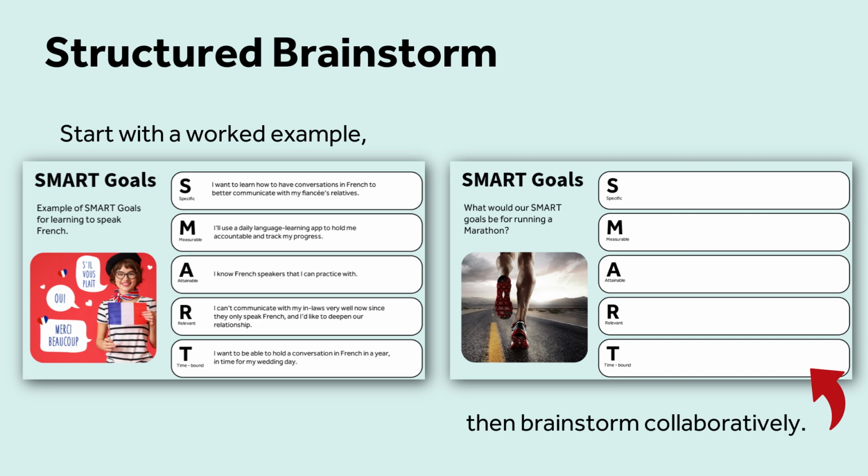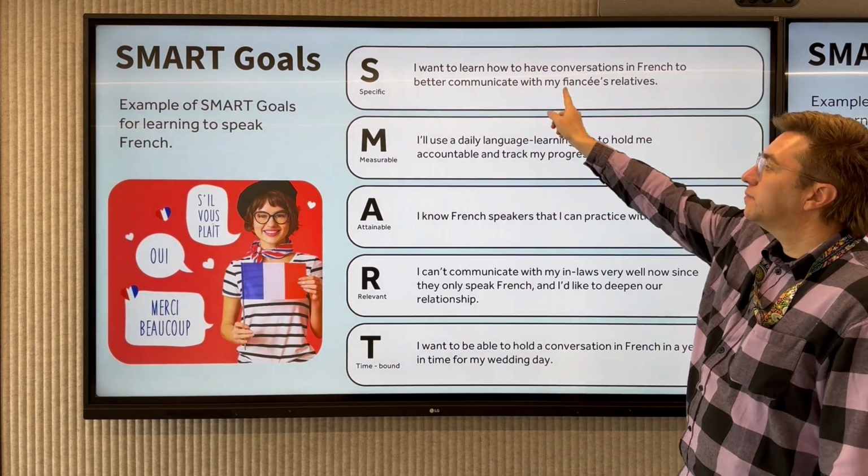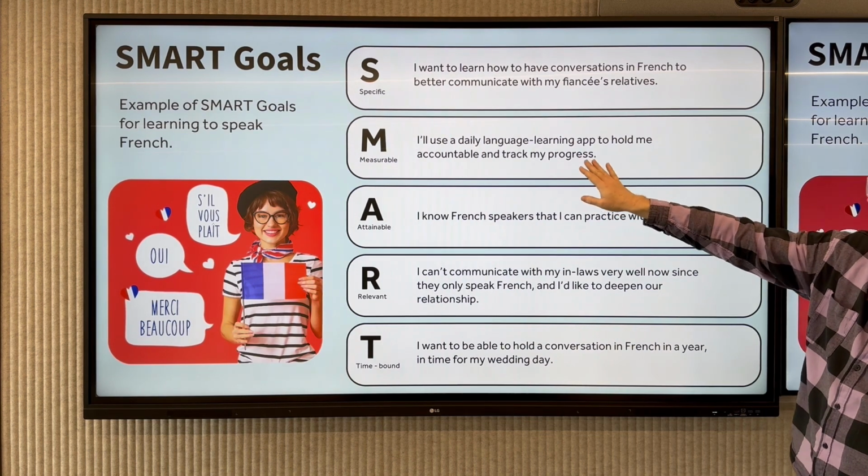And the final idea here is a structured brainstorm. And that's where you can start with a worked example and then use that as a template to brainstorm collaboratively on a new problem. So in this example, I've gone through SMART goals, explaining what each category is and how they relate to this particular example.